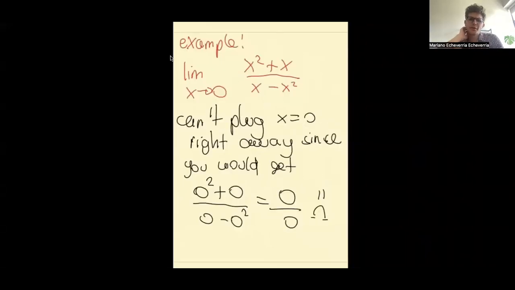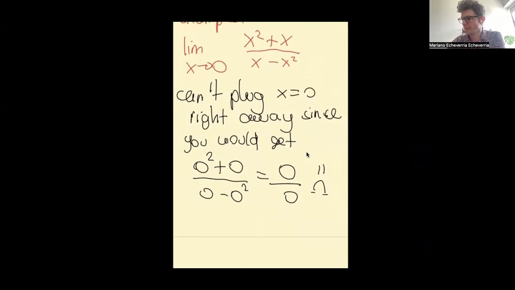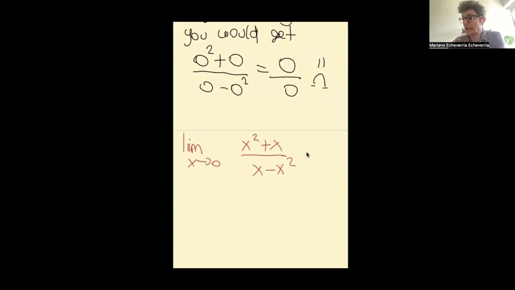Okay, what do you think the answer should be? Anyone found something interesting? Okay, good. Let's try it out. Again, you notice in all these cases, the idea is to cross your fingers and try to simplify things in a way that's clear what to do.